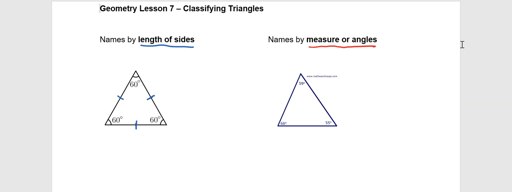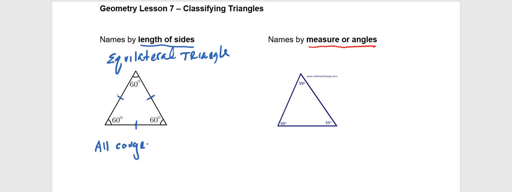triangle. This is referred to as an equilateral triangle. Now this will have all equal sides, as you can see. Actually, instead of saying equal, why don't we use the better word for it, all congruent sides. In other words, 3 congruent sides.